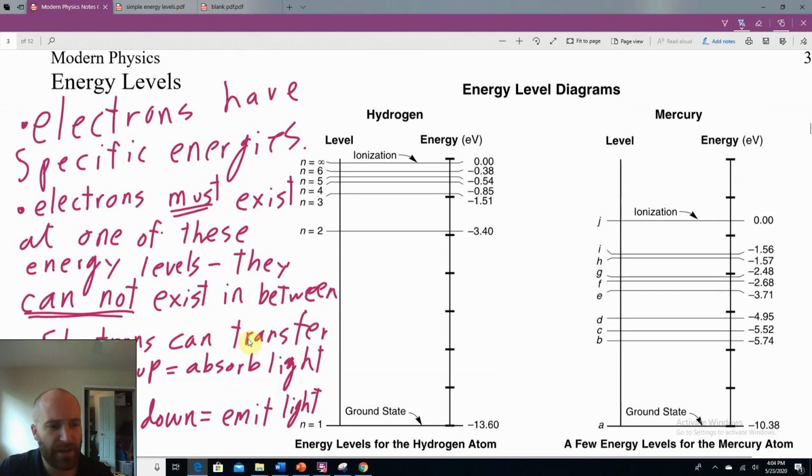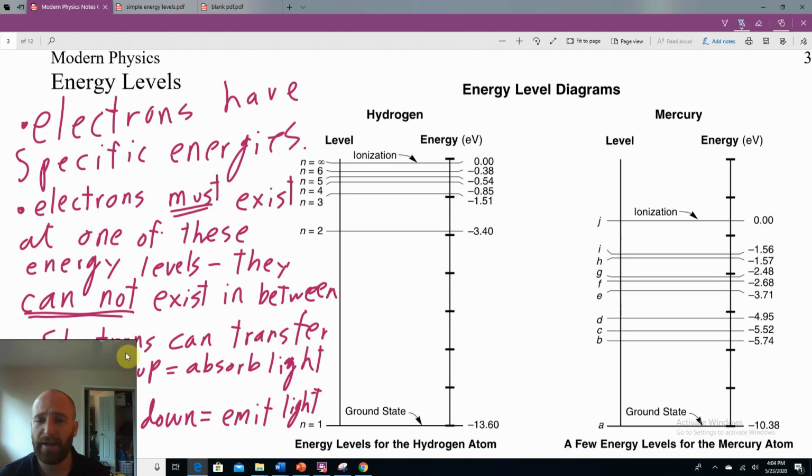Now, electrons can transfer between energies. That's this last point. They can go up in energy. And if you go up in energy, it's because you gained energy. You absorbed it from somewhere. And where these electrons absorb it from is light. Light that was incident on, or approaching, the atom. So to go up in energy, electrons absorb light. And to go down in energy, electrons emit light or release it. So those are our rules here. Electrons have specific energies that they can jump back and forth between by either absorbing or emitting light. But they must exist on an energy level. They can't be in the middle.